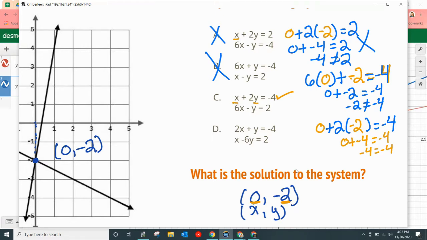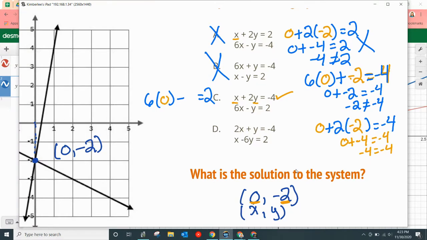So I'm going to move. I know this is a little messy. I'm going to move over here to the other side. Okay, so I'm going to say 6 times, what's my x value, whatever it is, minus my y value equals 2. Let's see if that works. Let me plug them in. So my x value is 0 minus my y value here, which is negative 2. So you have a negative and negative.